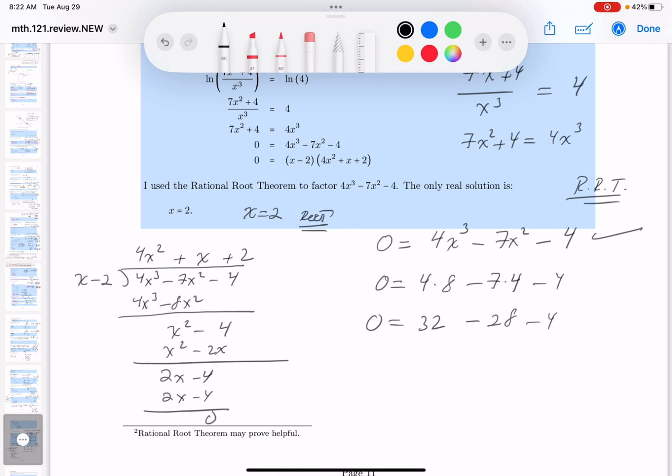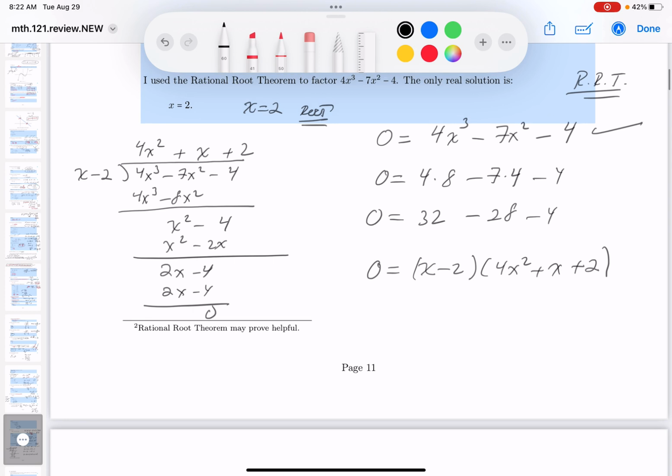So I'm going to claim over here, I'm getting close. I'm looking at the equation now, 0 equals, and I know it's x minus 2, and then what do I get over here? 4x squared plus x plus 2. All right? This looks like a tough one, and the reason I'd say it looks tough to me, I got one of the roots, I got x equals 2.